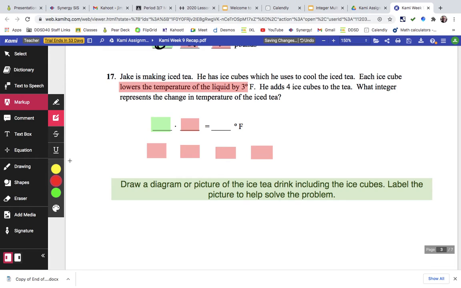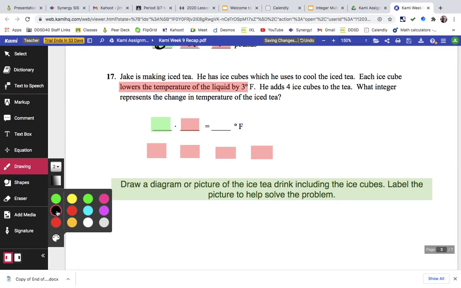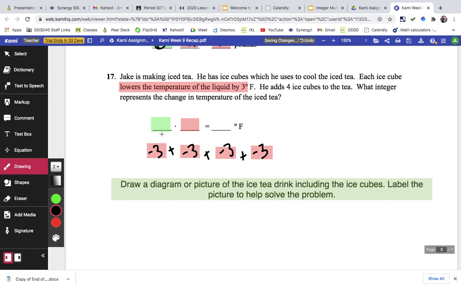We could do -3 plus -3. So this would be a little bit more like how it's worded, but we know that if we're adding a bunch of the same thing, that that's really just multiplication. So that's 4 times a -3 is -12.